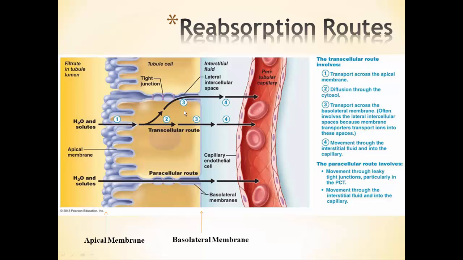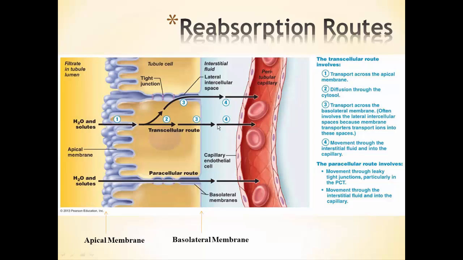Now there's a couple different routes that this stuff can take. Water and solutes can move in what's called a transcellular route. The transcellular route across the cell is going to be involving moving first across the apical membrane. You can see the microvilli here, the increased surface area along that apical membrane, and then the stuff moves across the cell and then has to cross the basolateral membrane into the interstitial fluid. From there, it moves right directly into the blood.